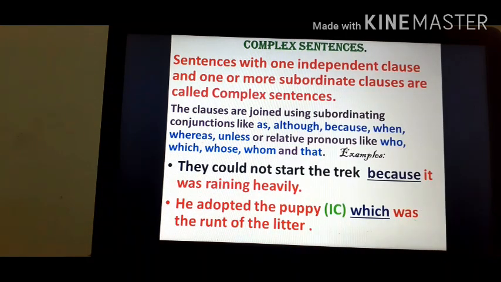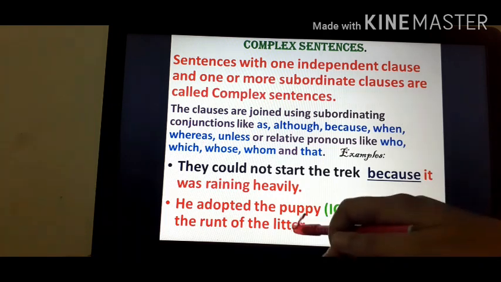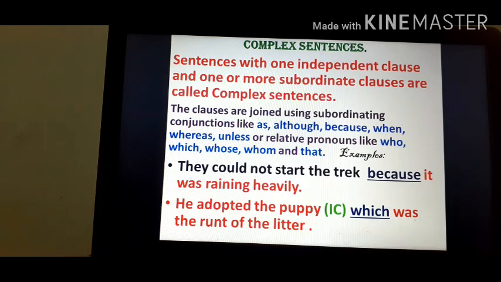He adopted the puppy which was the runt of the litter. The runt of the litter means the smallest and weakest in the group of puppies. So, in this sentence, he adopted the puppy which was the runt of the litter. Here, he adopted the puppy is the independent clause. Which was the runt of the litter is the dependent clause. Here, which is used for joining one independent clause with the other dependent clause. And thus, this is an example of a complex sentence.